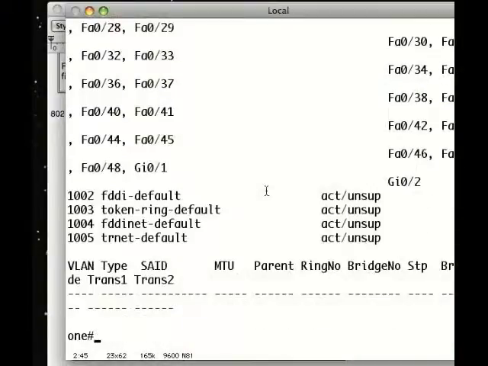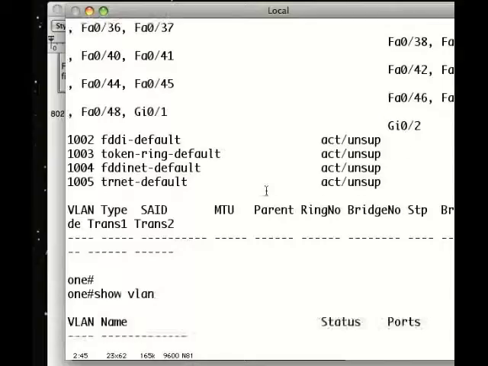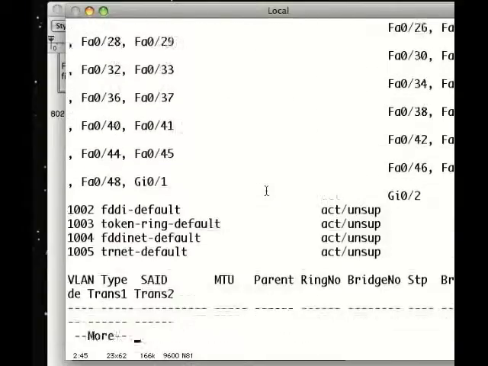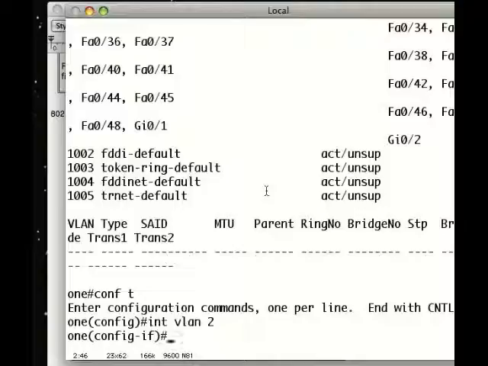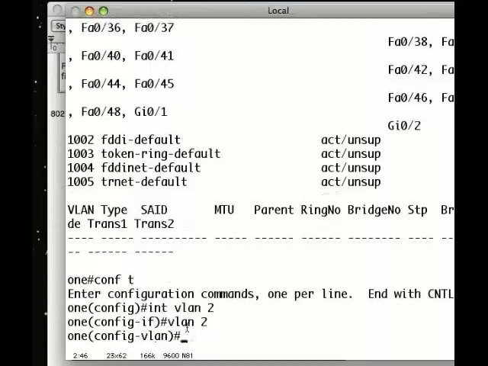So, show VLAN. Oh yeah, I'm sorry, the whole point was our VLAN didn't exist. Conf t, int VLAN 2. Actually, I don't want int VLAN 2. Int VLAN 2 configures a layer 3 interface. What I want to do is configure a layer 2 instance, a layer 2 spanning tree broadcast domain, VLAN 2.